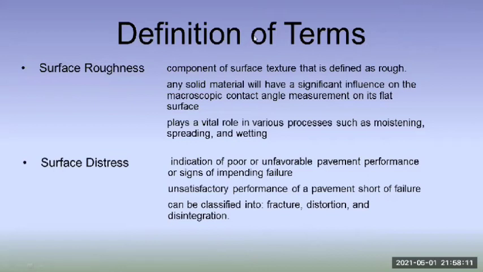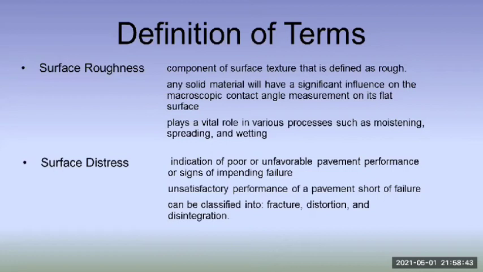Surface roughness: a component of surface texture that is defined as rough. Any solid material will have a significant influence on the macroscopic contact angle measurement on its flat surface. It plays a vital role in various processes such as moistening, spreading, and wetting.